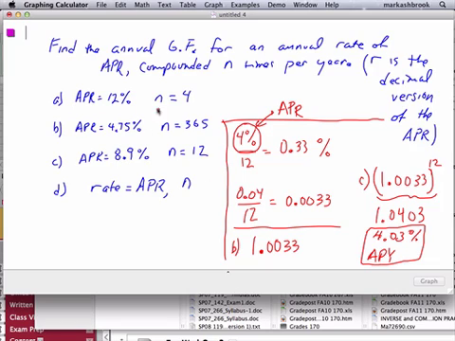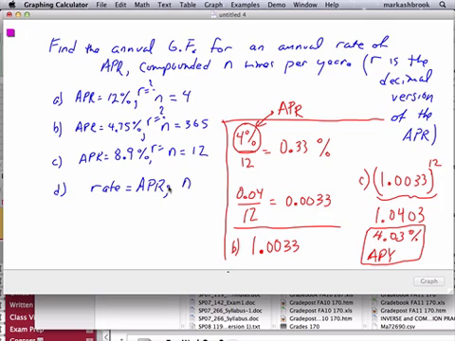So here are some different scenarios. In each case, along the way, I want you to find the value of R. The value of R is the decimal version of the APR. Is there a blank sheet? Yes, on the next page there's some blank area.